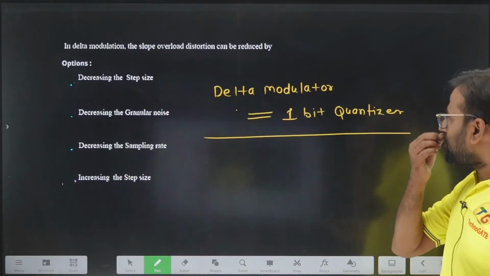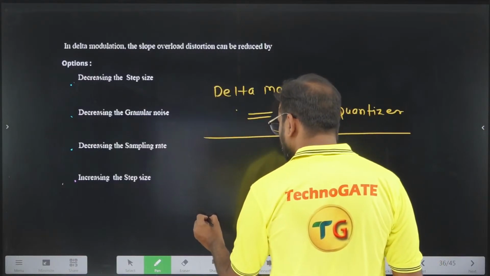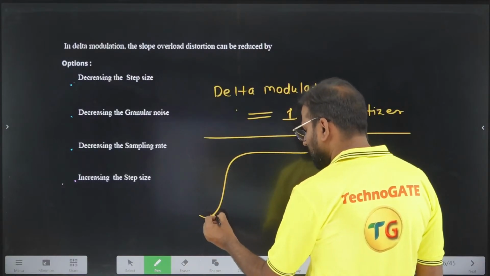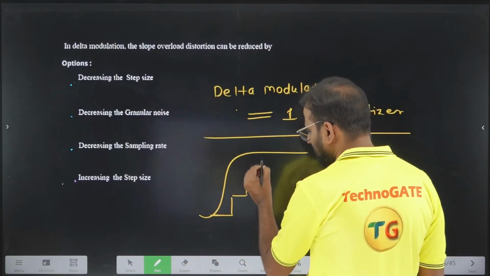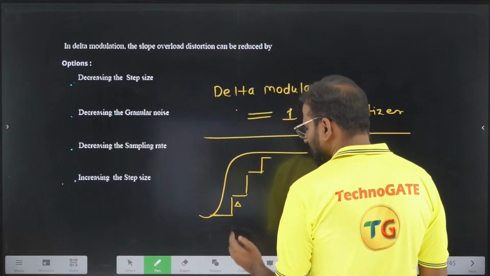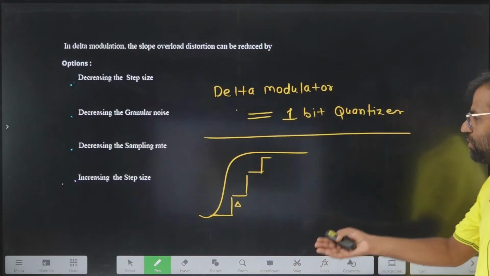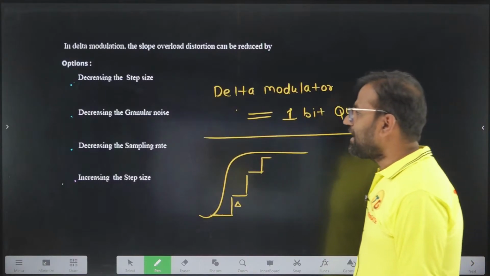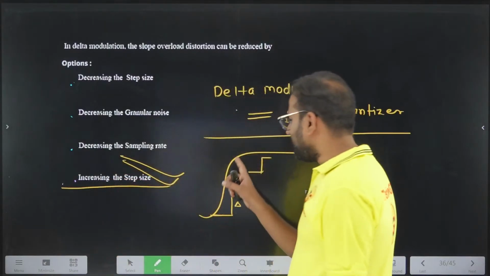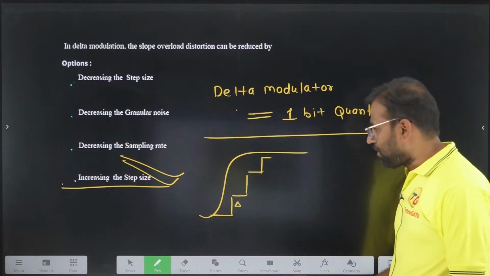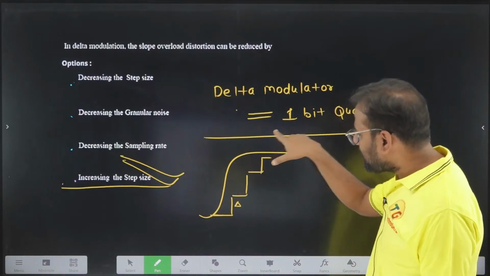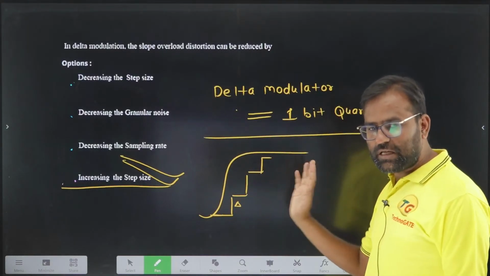So what is slope overloading? Suppose in a delta modulator you have a message which is very fast in variation. Then the delta modulator is not able to catch it. Why? Because the step size is less. So to catch this message, you have to increase the step size, and by increasing the step size you can remove this error. This error is known as slope overloading because the slope of the message is overloaded. The message is fast varying and the delta modulator is slow varying. That's why it is not able to catch it.